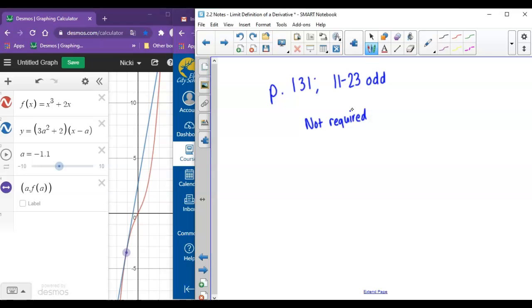The video that you're going to watch tomorrow is going to have you doing more of this, and for the assignment that you're going to do tomorrow, it's built in that you have to use some of the limit definition of derivative. So if you don't get a chance to do this optional, not required homework that you don't turn in, you will get some practice with it again tomorrow. If you do try to do page 131, 11 through 23 odd, and you have any questions, please let me know, and I'll see if I can help you any on that.